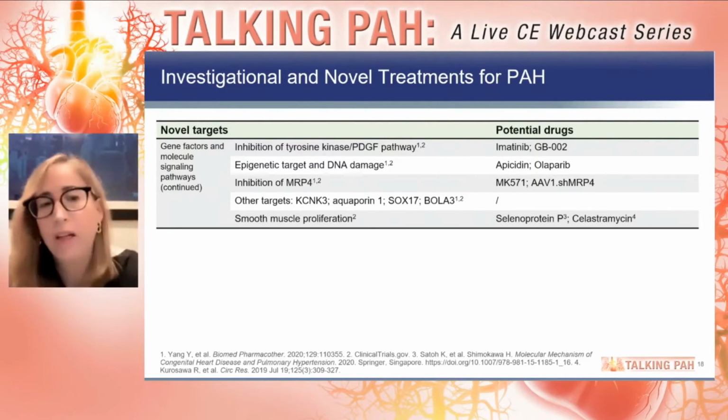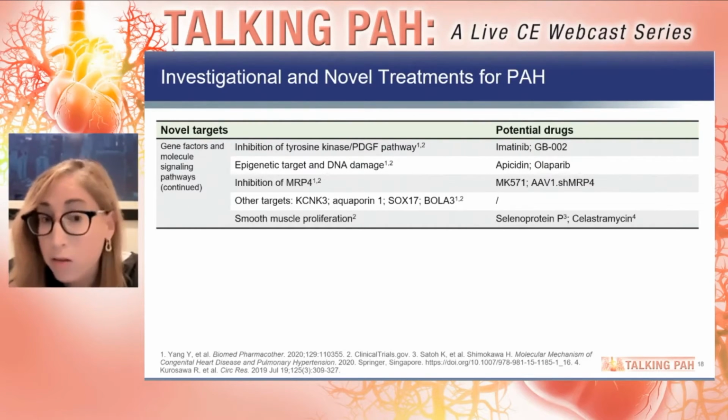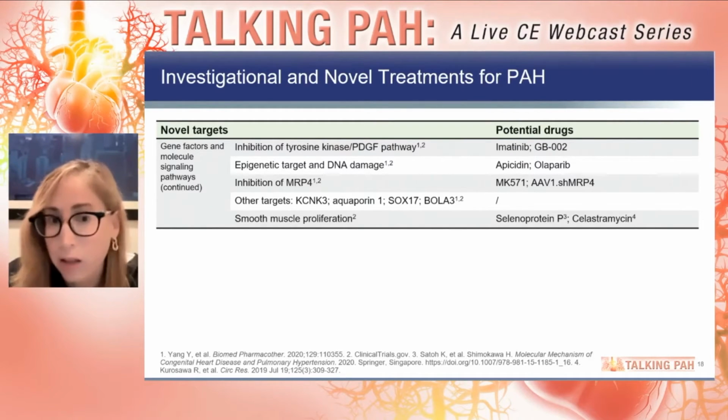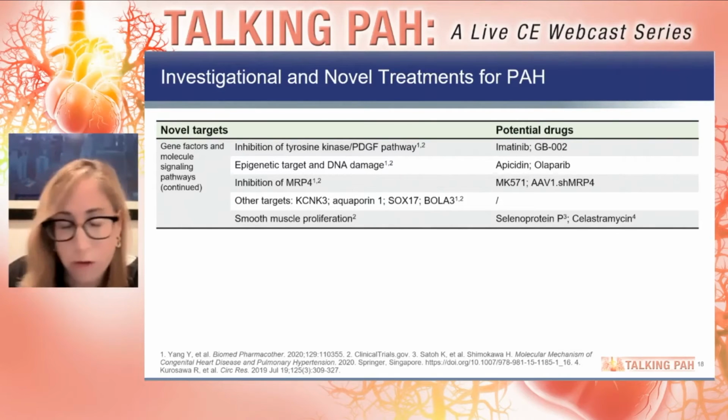And then you have tyrosine kinase inhibition and platelet-derived growth factor. You have epigenetic and DNA damage. Because, what's the point of getting rid of the negative, like all the fibrosis and the cells that are senescent, if we're not actually getting them out of the cell? And so how do we fix that? Smooth muscle proliferation, we are still trying to target.